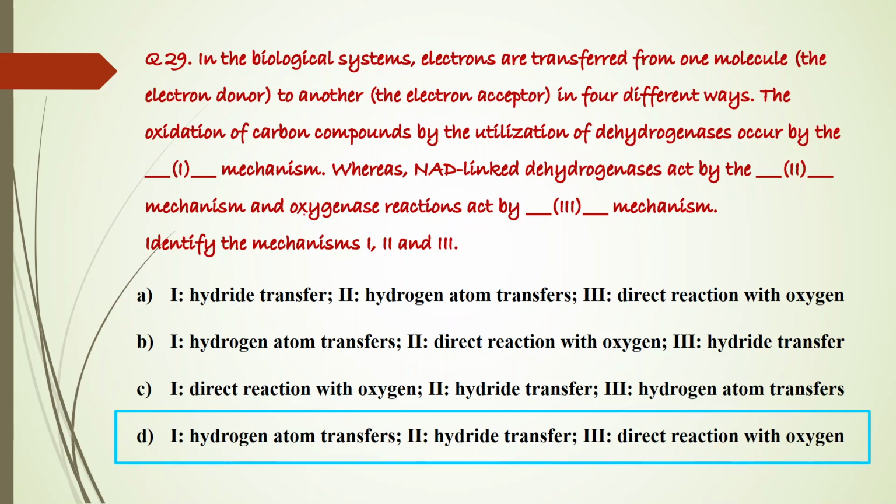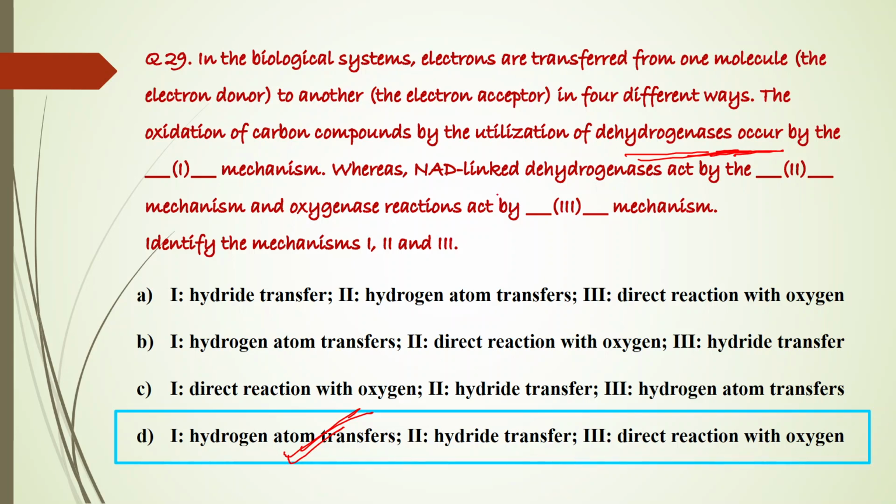So in the first case where you have involvement of dehydrogenases, they generally occur by hydrogen atom transfer. So you have your FAD or NAD. So in those cases, or say suppose succinate dehydrogenase, in that case if you see, you have the transfer of hydrogen atoms involved. So dehydrogenases generally occur by hydrogen atom transfer reaction. So our one is hydrogen atom transfer.